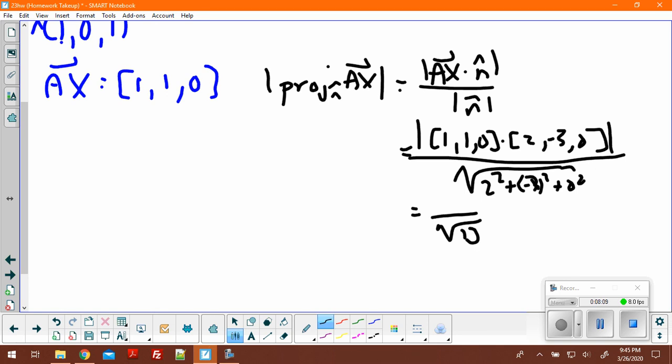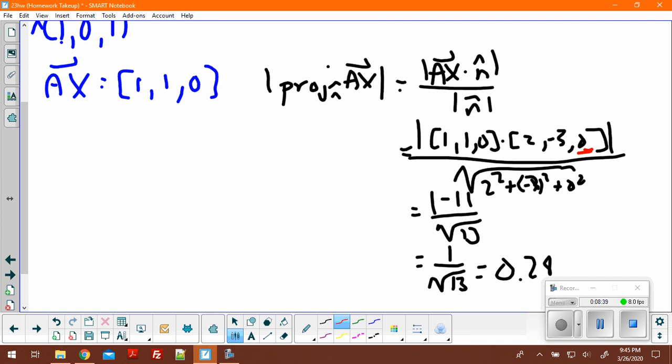In the numerator, I've got 1 times 2, so I've got -1. Magnitude -1 over root 13, so 1 over square root of 13, which is about 0.28.